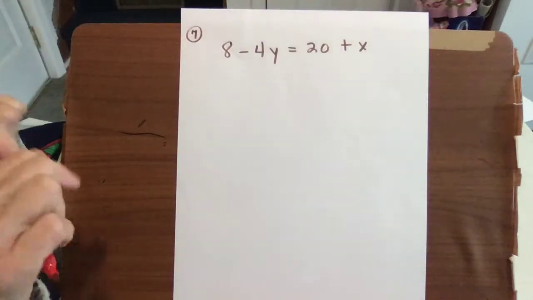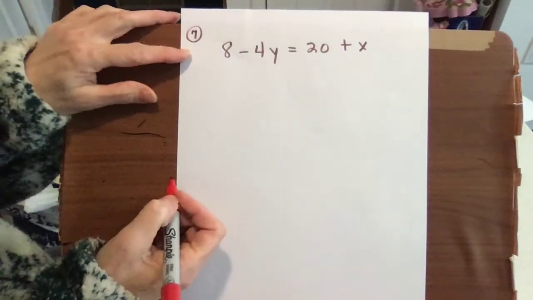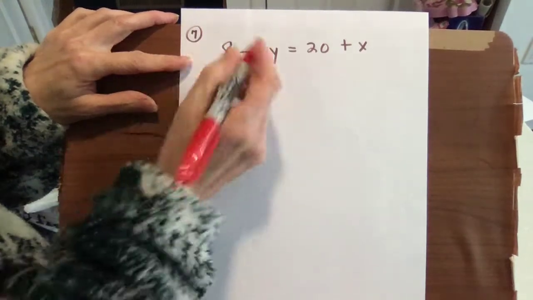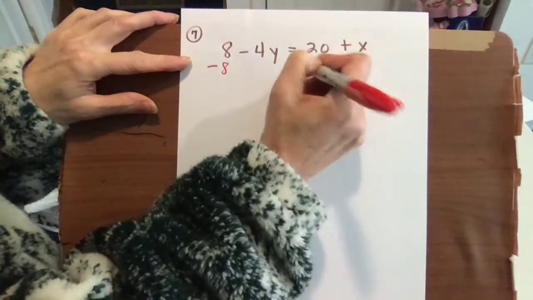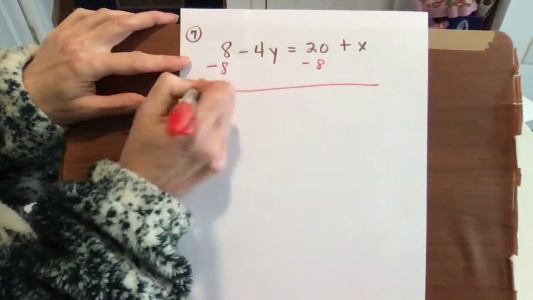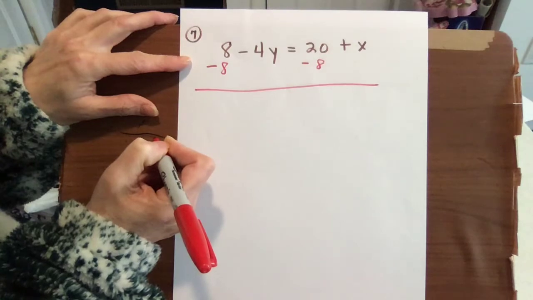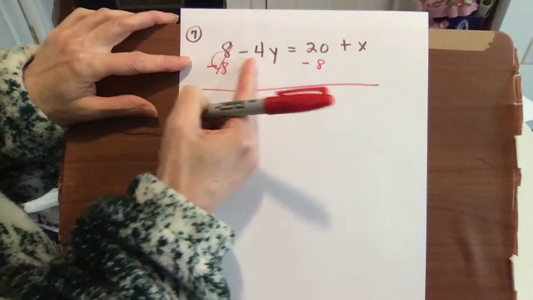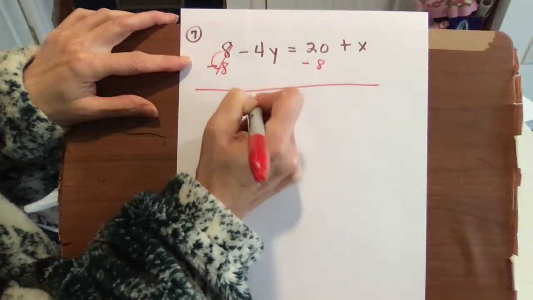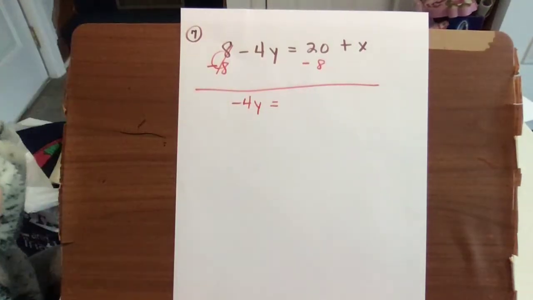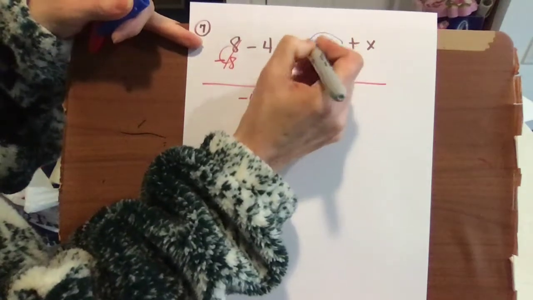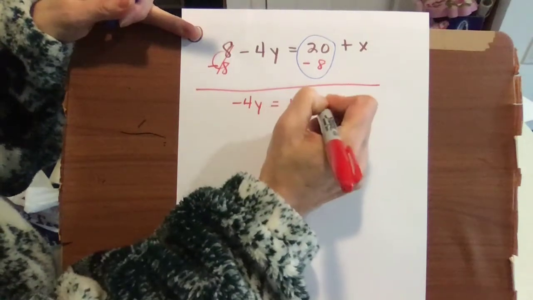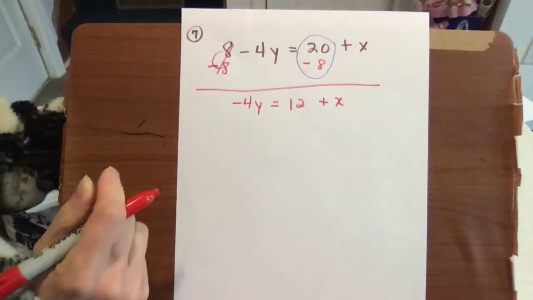Okay, again, remember our goal is y equals mx plus b. So y is already on the left-hand side, and we're going to keep it here. So we're going to take that positive 8, and we're going to bring it to the other side, and we're going to line it up under the 20, because 20 and 8 are numbers, so they are like terms. This is going to cross out to 0. We're going to bring down exactly what we see on the left, which is a negative 4y equals. We're going to calculate 20 minus 8. 20 minus 8 is 12, plus x.